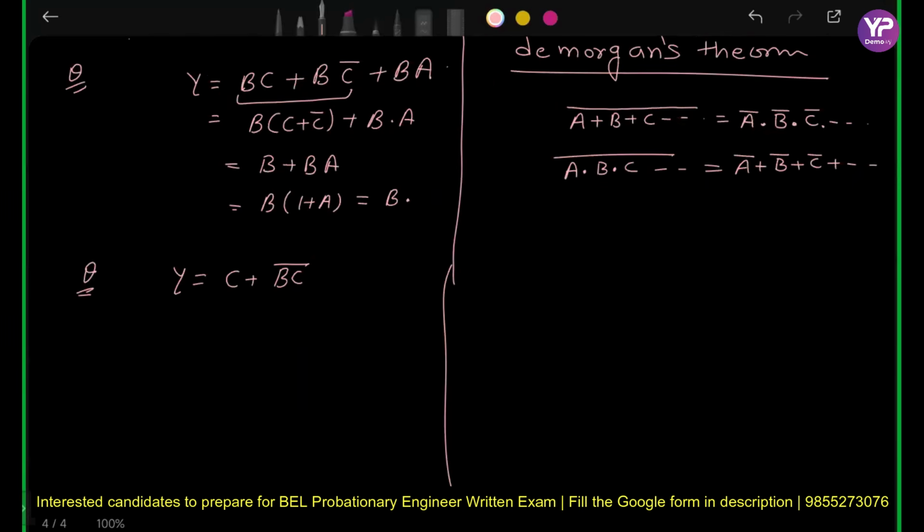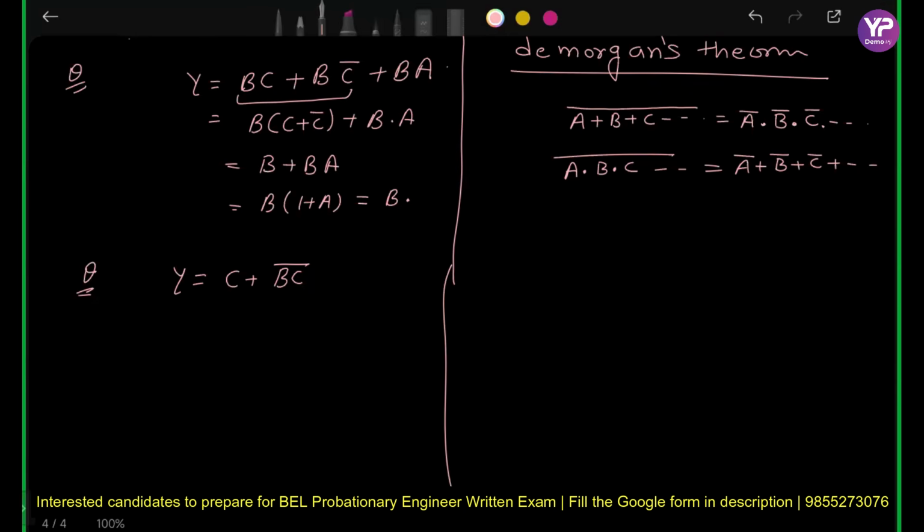B bar. B plus B bar. Yes, that's the correct answer. B plus B bar. B plus B bar is how much? Sir, C plus B bar. Okay, C plus B bar. B bar only.